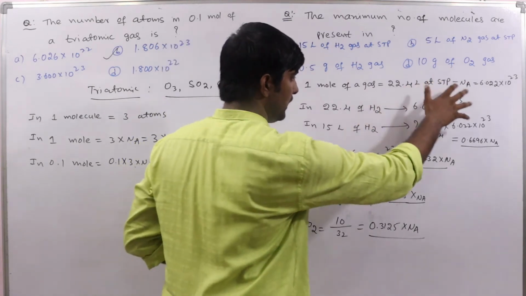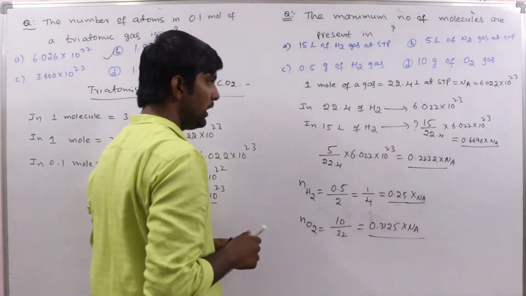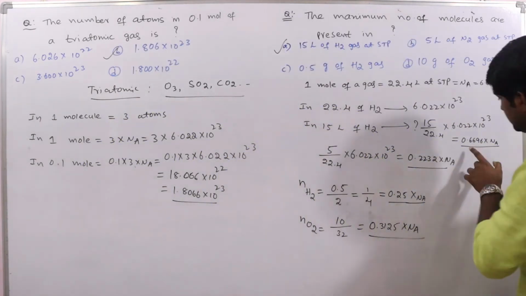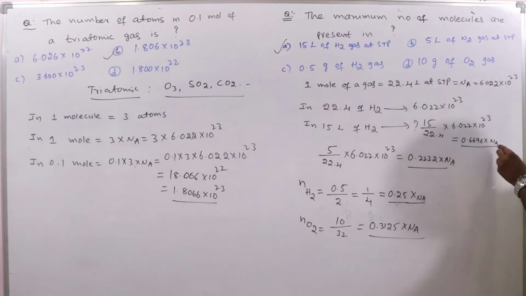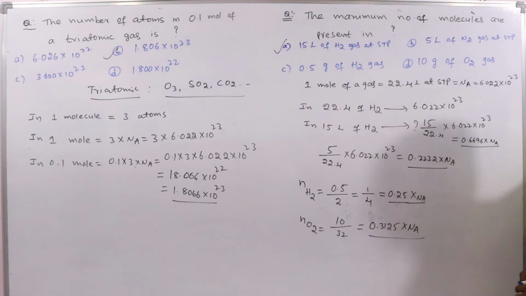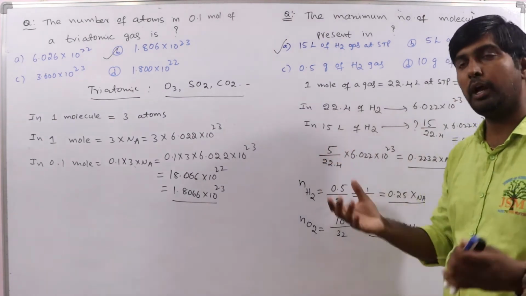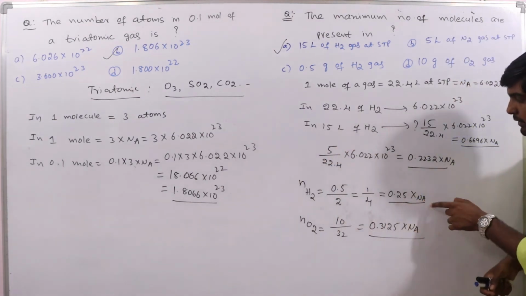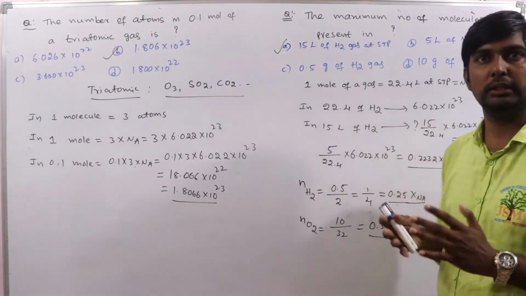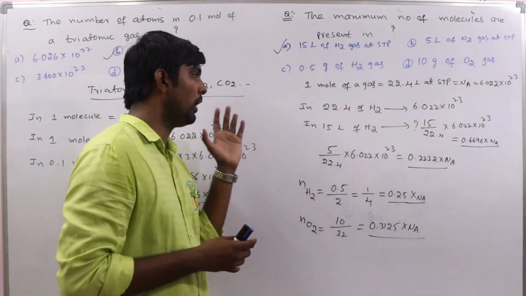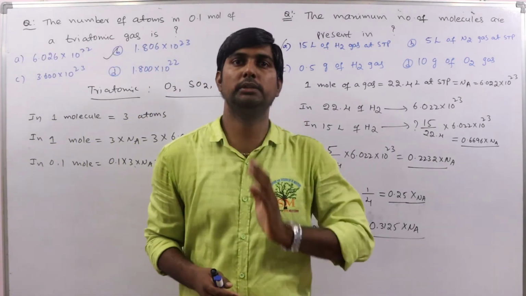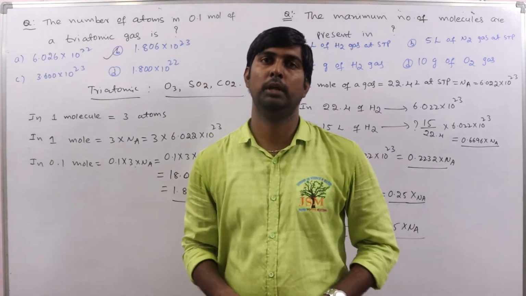If you observe these numbers, see here we have the highest number, so option A is our answer. This is the biggest number: 0.6696 into Avogadro number, 0.2232, 0.25, 0.3125. Suppose the question asks for the lowest number of molecules; then the answer is 0.2232 into Avogadro number. The question can be asked in any manner, whatever the problem and whatever the options. You have to understand the procedure, then we can solve any model problem.